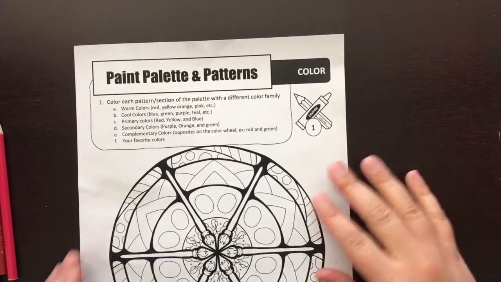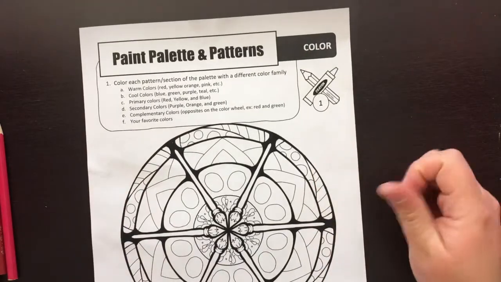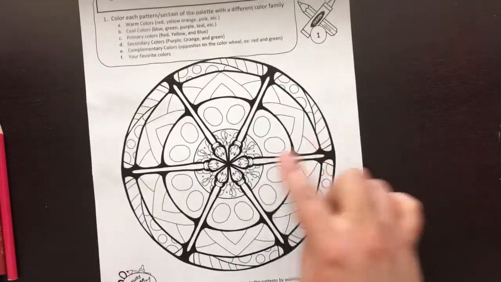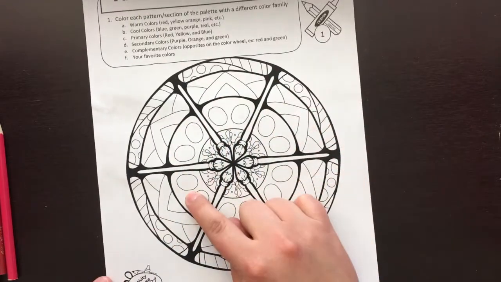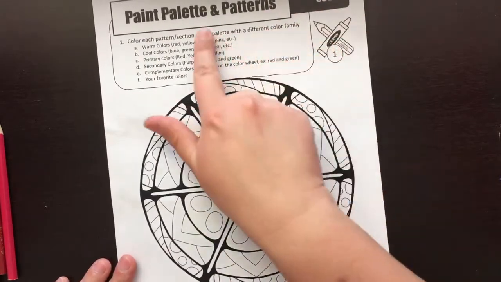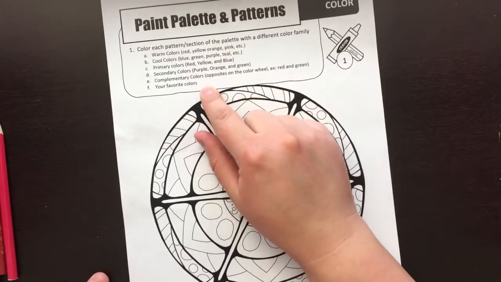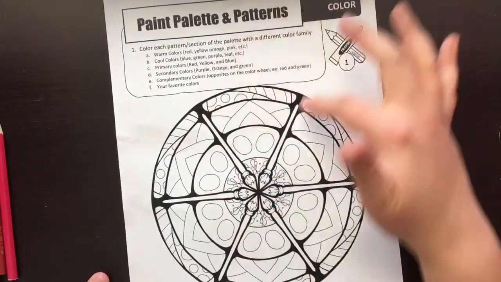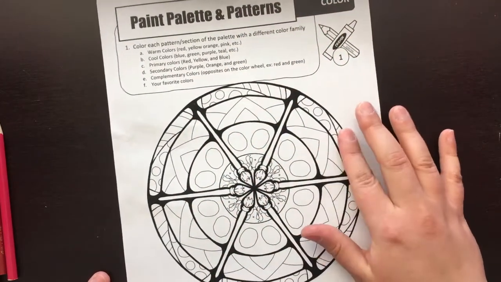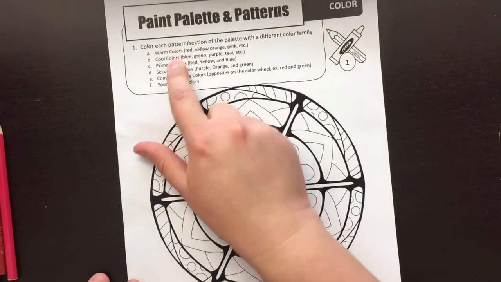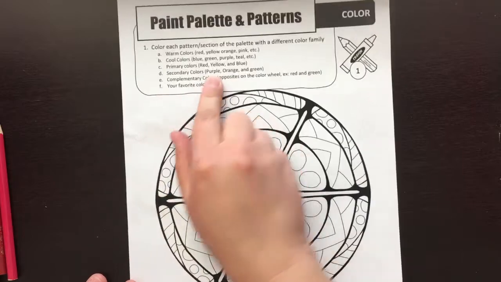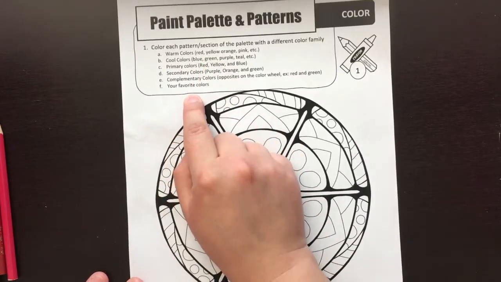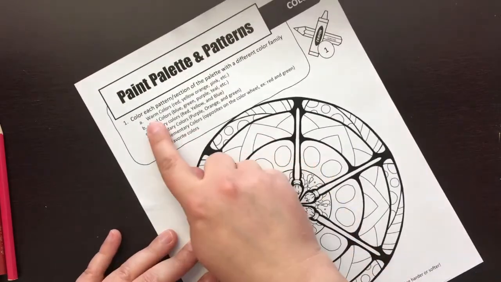All right, so we are going to do the paint palette and patterns page. Okay, so our page has a nice big paint palette and it's divided into 6 parts. Now up here are different types of color families, and you have to do one of each of these in a section. Okay, so you have warm colors, cool colors, primary colors, secondary colors, complementary colors, and then your favorite set of colors. I'm going to start with my warm colors.